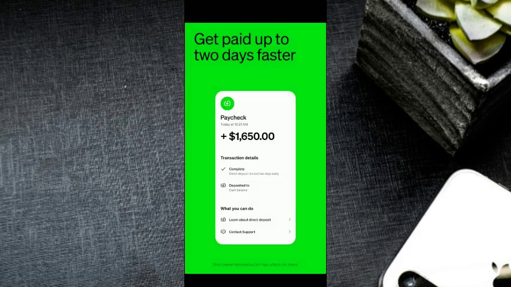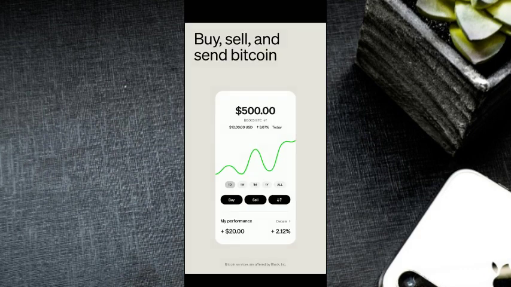However, some users have explored alternative methods to access Cash App from unsupported regions. Here are important considerations. First, using workarounds to access Cash App from unsupported regions may violate their terms of service. This can lead to account suspension and loss of funds.